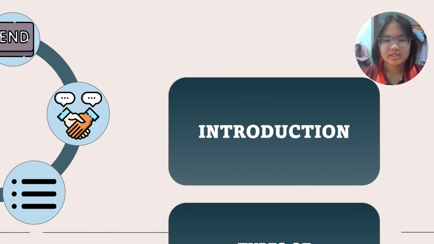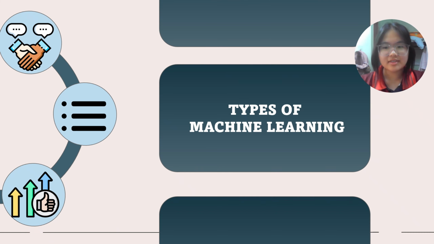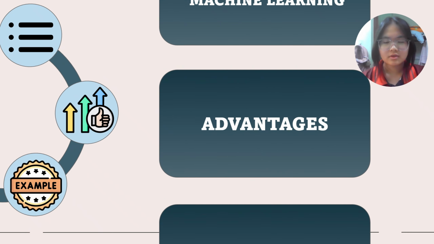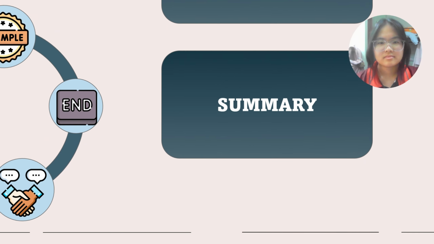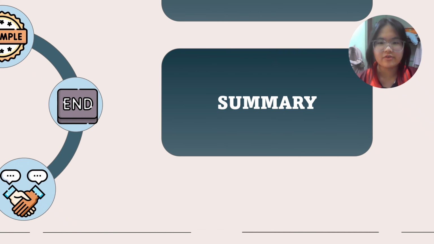Next, here is our agenda for today's presentation. So first of all, we will talk about the introduction of machine learning. Next is types of machine learning. Third is advantages of machine learning. Fourth is examples of machine learning. And last will be the summary of machine learning.